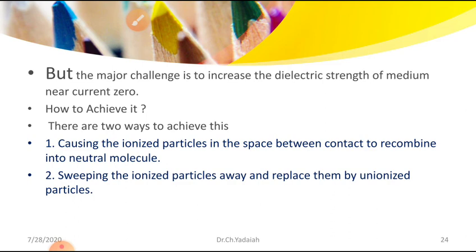So, sweeping the ionized particles: if we forcefully convert the electrons and ions into neutral molecules, then the neutrals are unable to participate in this work. That is one thing. If it is allowed, we can do that. Otherwise, we have to use another method. What is the method? Whatever is present between the electrons and ions can be swept by external means, sweeping the ionized particles away and replacing them with unionized particles.